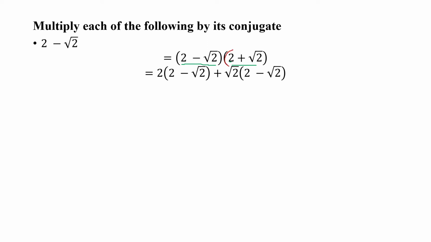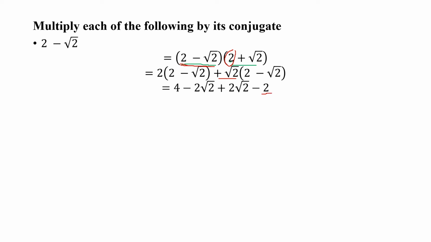This 2 is multiplying everything in the first brackets like this. Then this positive root 2 is multiplying everything in these first brackets. Now let's remove the brackets as usual. 2 by 2, 4. 2 by negative root 2, minus 2 root 2. 2 by root 2, 2 root 2. Root 2 by negative root 2, we get negative 2.